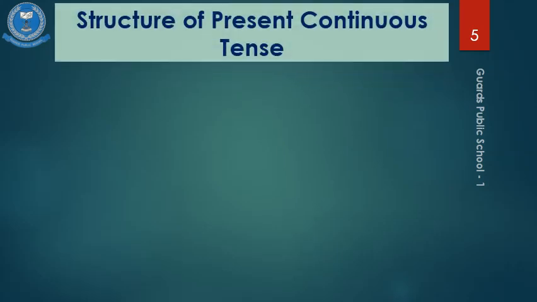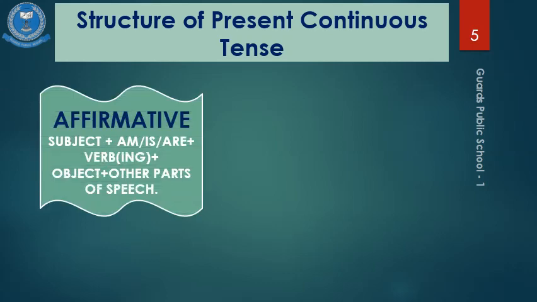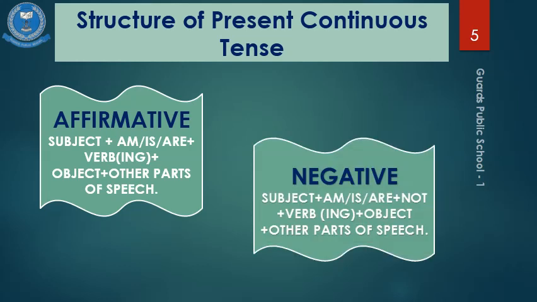Now, we will learn the structure of present continuous tense. In affirmative, we write subject in the beginning. Then we add am, is, are, plus verb ing, then object, and other parts of the speech. In negative, after subject, we write am, is, are. Then we add not, and after not, we write verb ing and object.